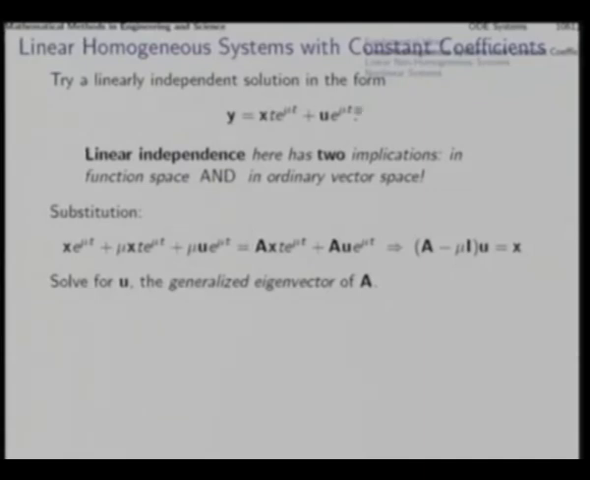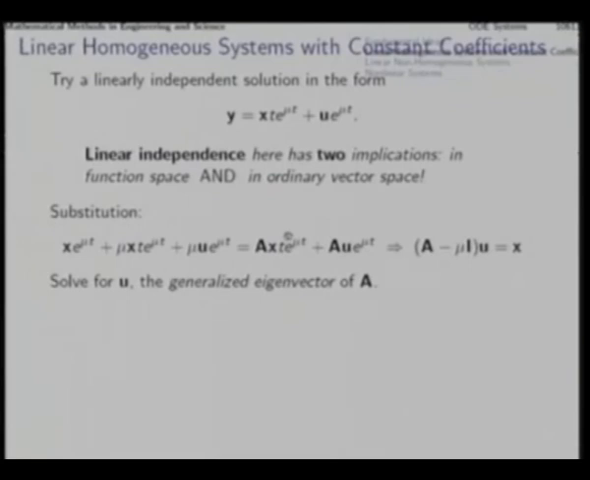So, A multiplied with this whole thing, A x t e to the power mu t plus A u e to the power mu t. We equate these two, that is, we force this proposed function to satisfy the differential equation system, and from there we hope to determine u. Now, note that here x is an eigenvector of A corresponding to eigenvalue mu. So, A x is mu x. So, this term and this term are exactly equal. So, these two vanish.